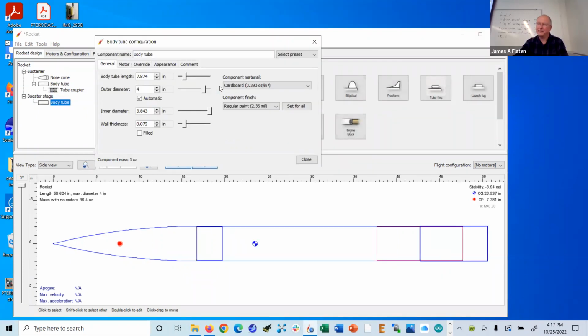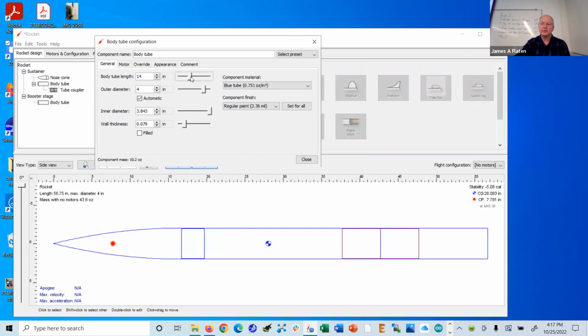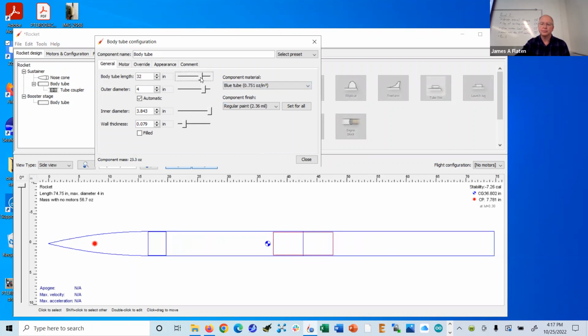And the body tube should match, and it does. It's going to be blue tube. Here we go, blue tube. And let me just make it some reasonable length. How about that long? Why not? Okay. Close.